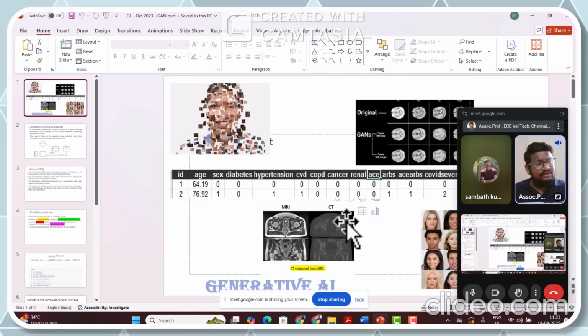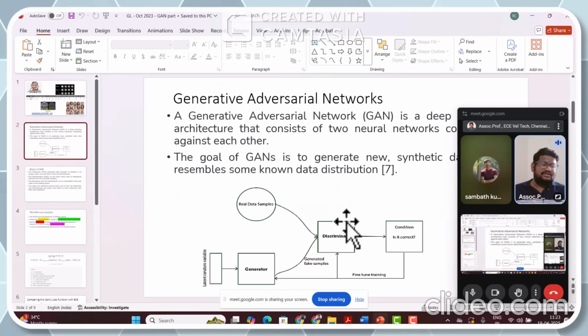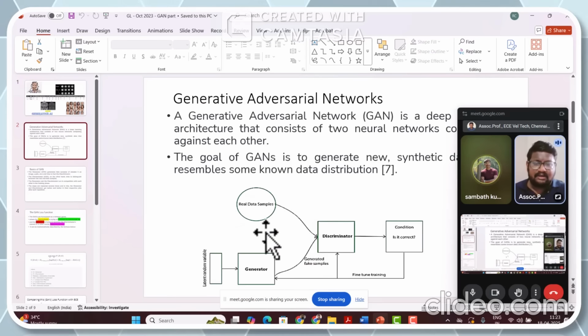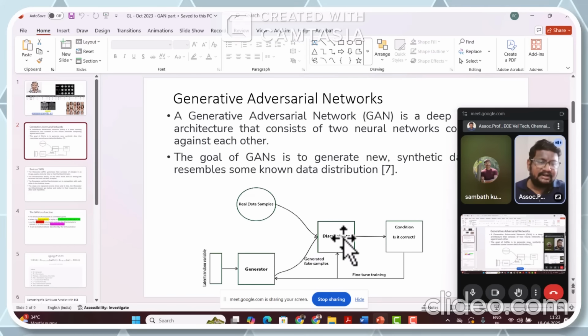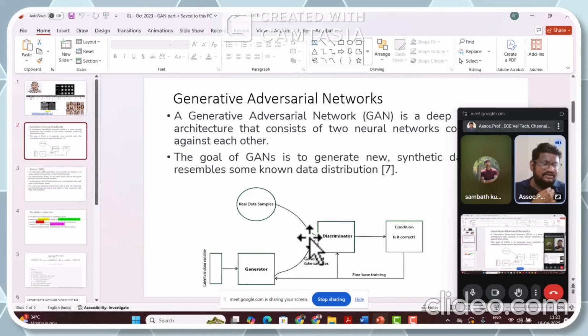And coming to the general discussion about the generative adversarial network, as I told, it is just two different neural networks acting in competition: a generator and a discriminator. The generator will receive noise from the latent space, and initially it will generate data that looks like noise. Here we give the real samples. The ultimate aim is that the generator should generate data that resembles the real samples.